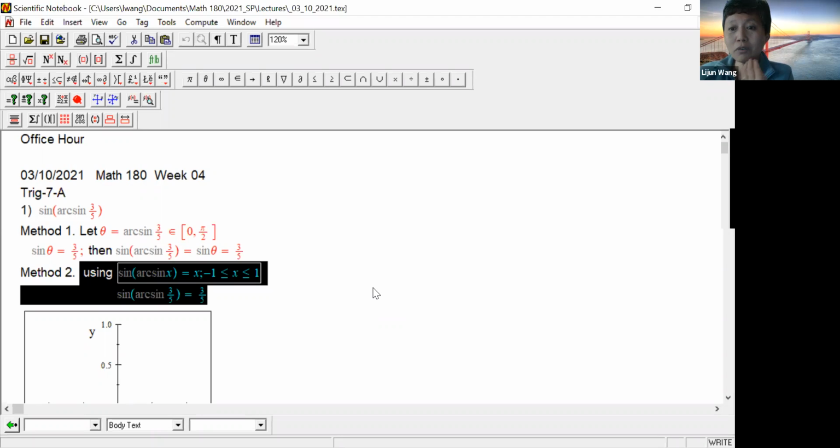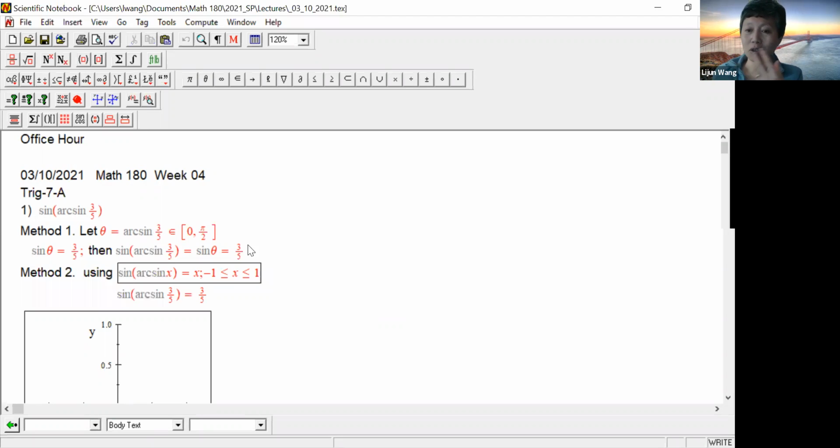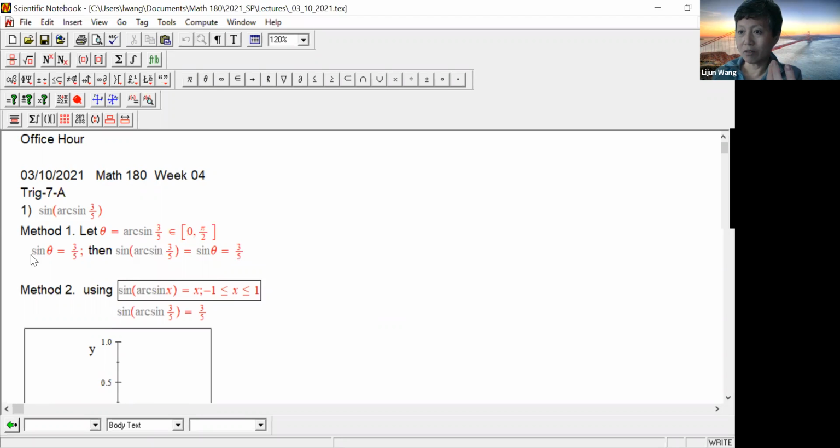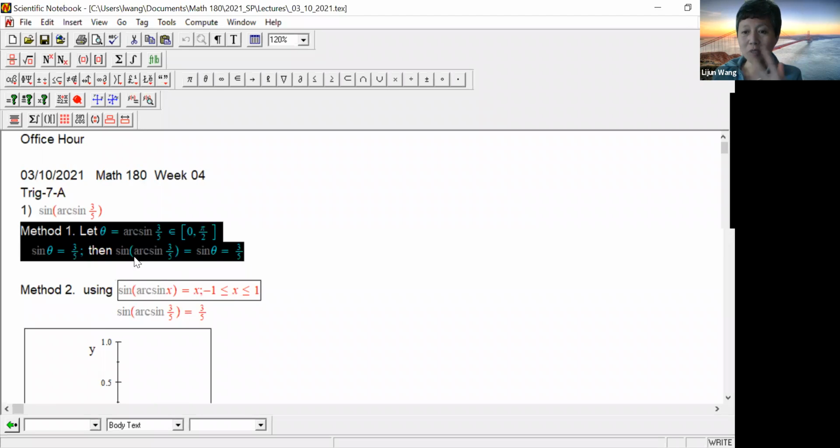You will find yourself still using these methods, like using the definition and drawing the triangles, like what we did earlier. You will find yourself still using that in calculus 2. So don't be surprised. Don't say, oh, I never learned this. Well, you might have forgotten, but they are not going away.